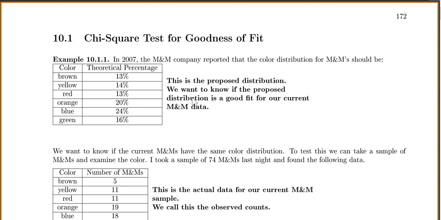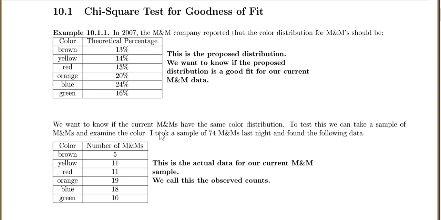What we want to know is if these proposed percentages are actually a good fit for our current M&M data. Or we might want to know if our current M&Ms have the same color distribution, if these percentages are a good fit for our data. To test this, we can take a sample of M&Ms and examine the color. So I took a sample of 74 M&Ms, I just reached in, grabbed 74 M&Ms, and found this data. So we had 5 brown, 11 yellow, 11 red, etc. So this is our actual data for our current M&M sample. We could call this our observed counts, because it's what I actually see in my data.